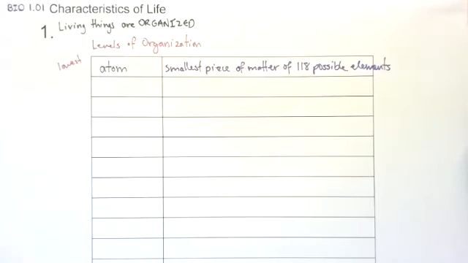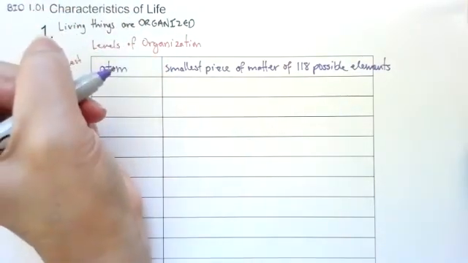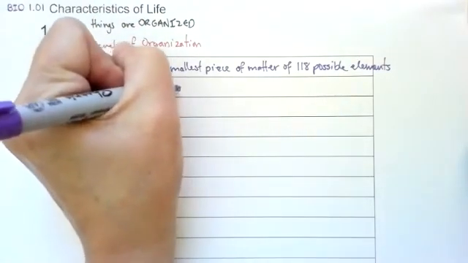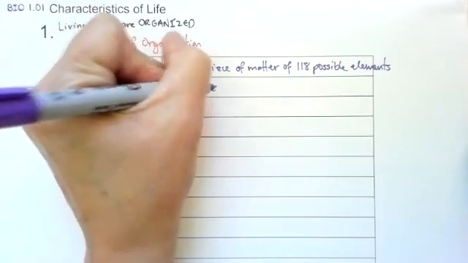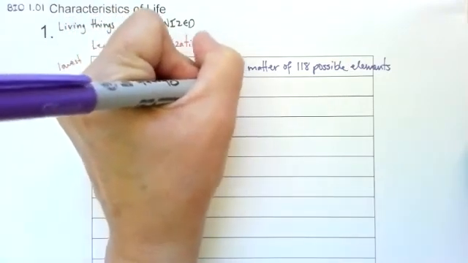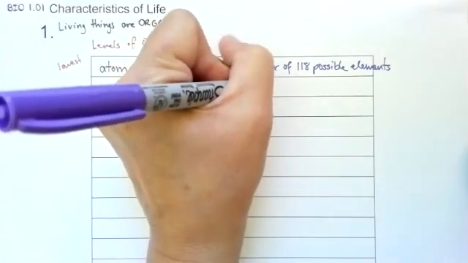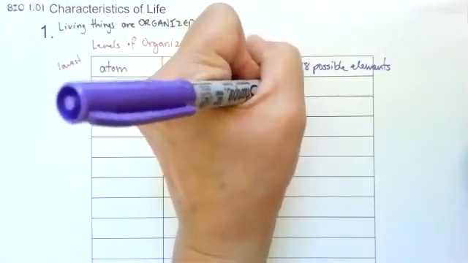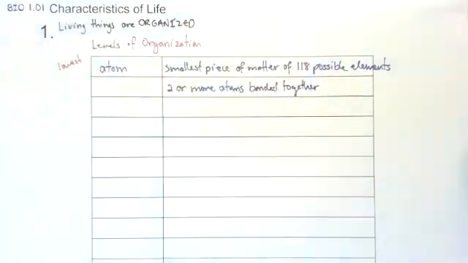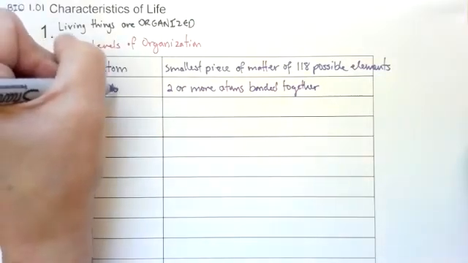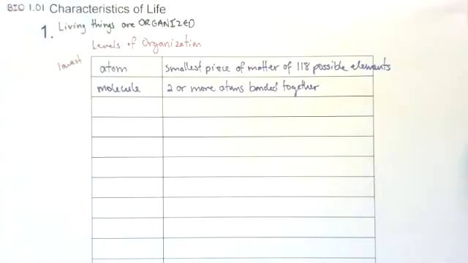If you combine 2 or more atoms chemically bonded, 2 or more atoms bonded together, forms, do you know the definition? Do you know what this is? Did you say a molecule? If you did, that would be correct.